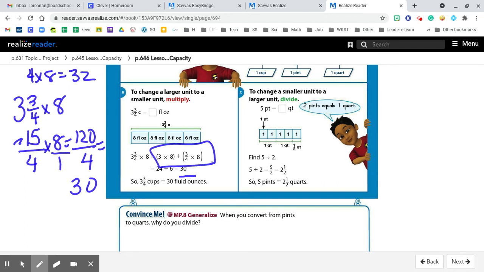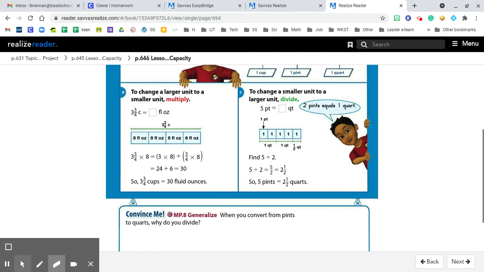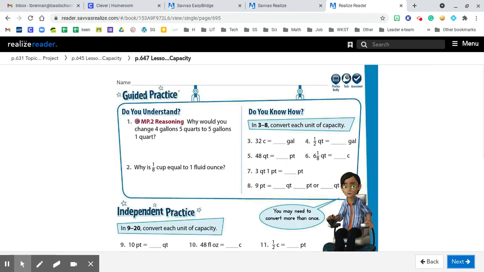To change a smaller unit to a larger unit, you're going to divide. So we're going from pints, which are smaller than quarts. So 2 pints equals 1 quart, so we're going to divide by 2. So we have 5 divided by 2 equals 2 1/2. There's that fraction stuff that's coming up. I told you we'd be reviewing that when we did measurement.